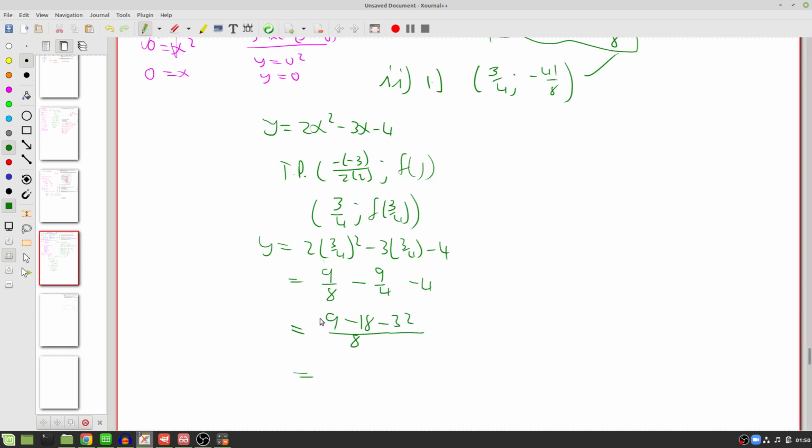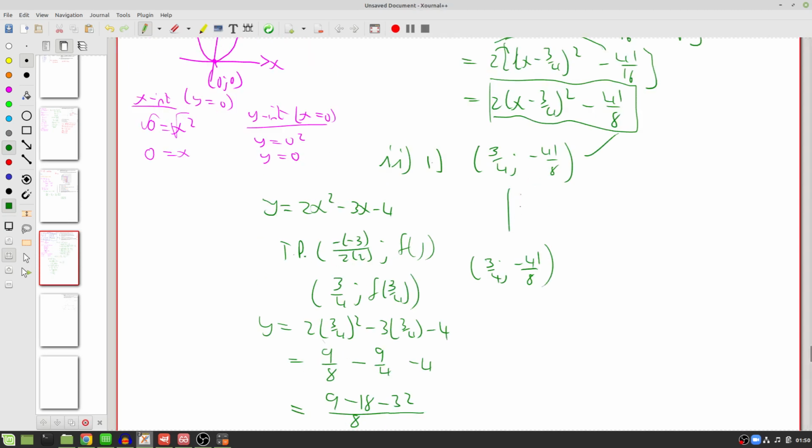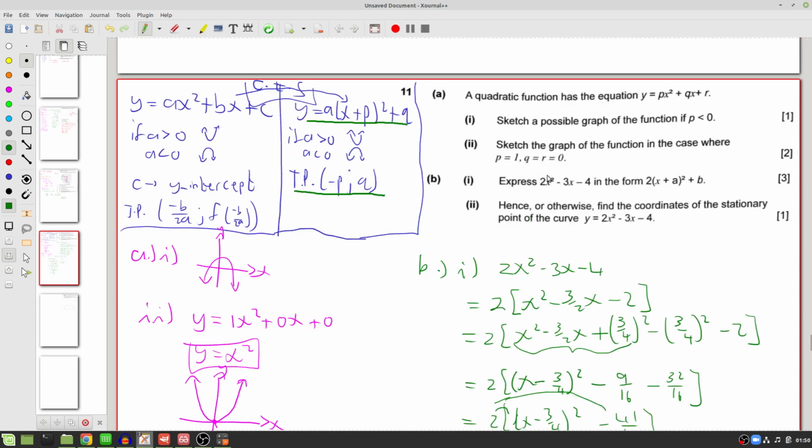Okay, so 9 minus 18 is negative 9. Negative 9 minus 32 is negative 41 over 8. So we see we get the same y value. So our turning point, using this method, is 3 over 4 for the x, and then negative 41 over 8 for the y value. And we see that's exactly the same as from this method. Obviously this one is much easier, or much quicker, let's rather say that, if we already had done the completing the square part.